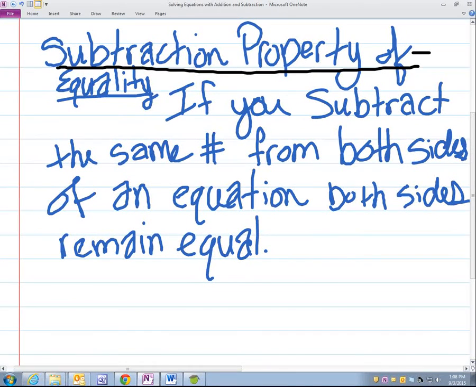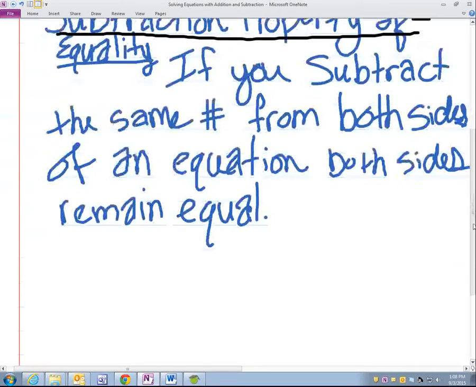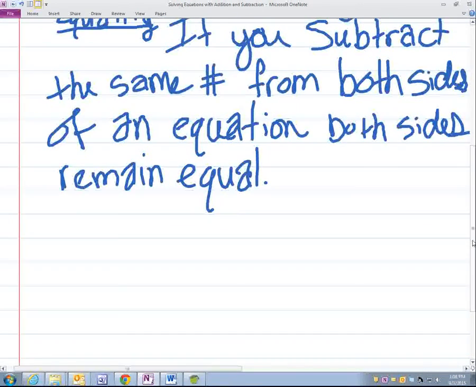Yes, sir? That problem is sort of easy, but once you get into hard problems, how do you know which side's which? Do you mean what the variable is going to be? When it's not obvious? We're going to do a couple examples when it's not obvious. I think that's what you're looking for. If you subtract the same number from both sides of an equation, both sides remain equal.